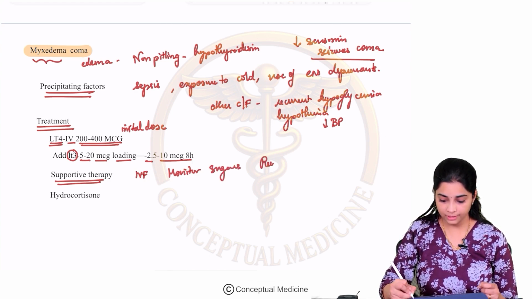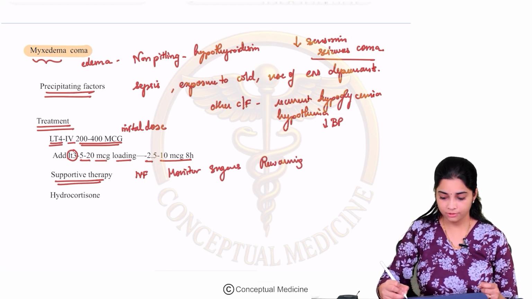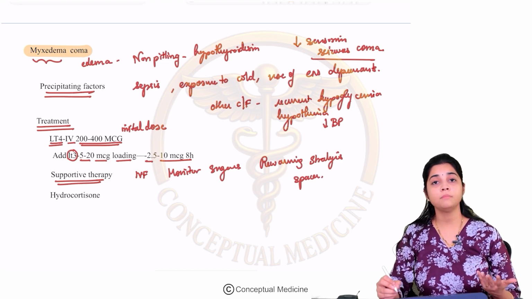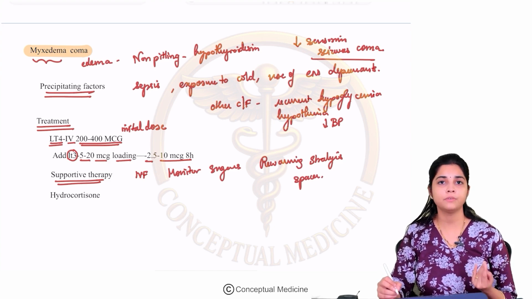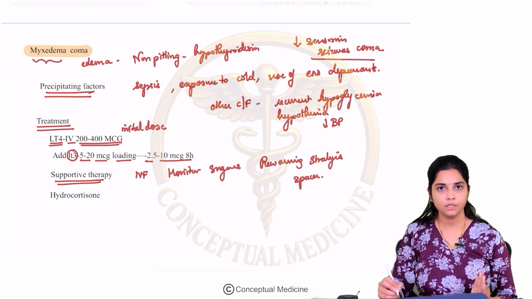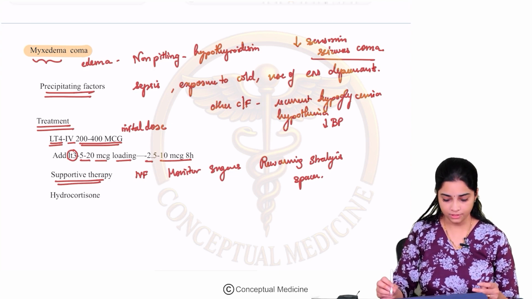Then you will have to do rewarming strategies. You provide them with space blankets. Space blankets basically help in keeping the patient warm. You give warmed IV fluids; you pre-warm the IV fluids and give them. And then you will have to correct the underlying problem, which is your hypothyroidism.